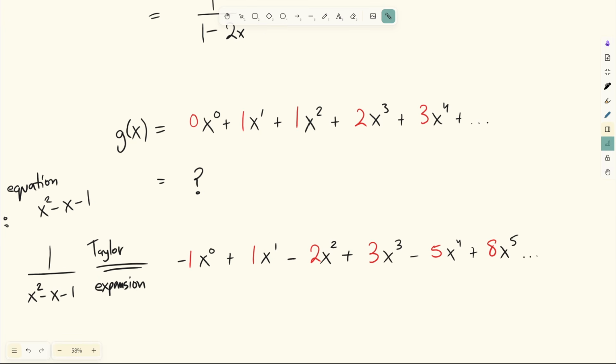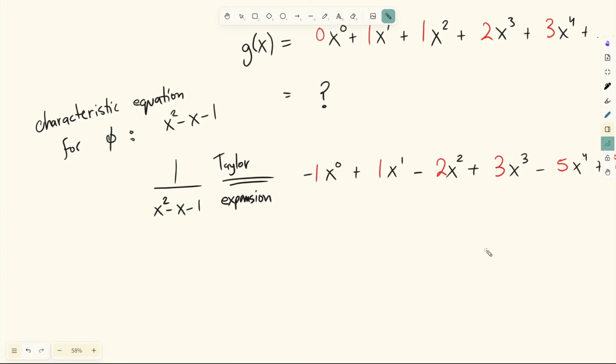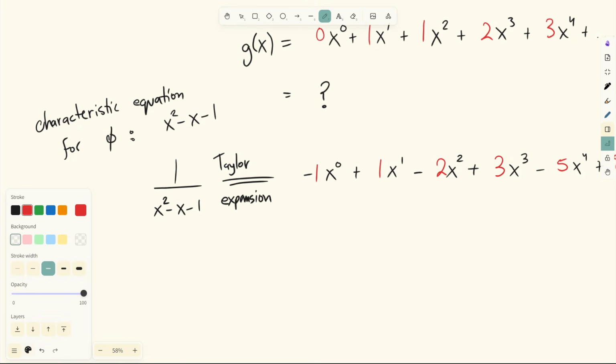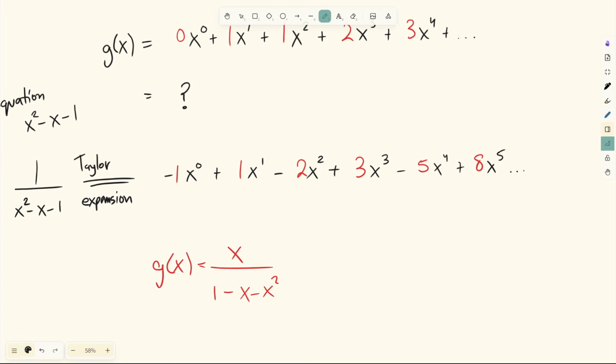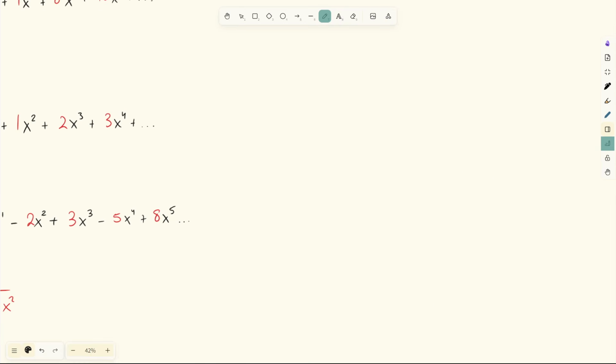And it turns out that it gives you something very similar to the Fibonacci sequence, except it's missing the zero term, and it has some negatives and positives and so on, right? And it turns out that if you just add an x and do some sign flips, you can fix this. So this is the correct thing that gives us the Fibonacci sequence. So this encodes the Fibonacci sequence.